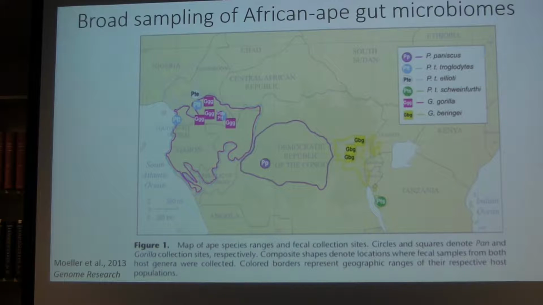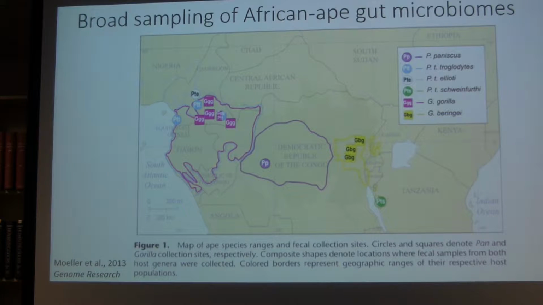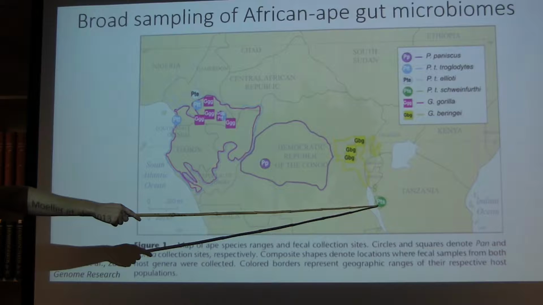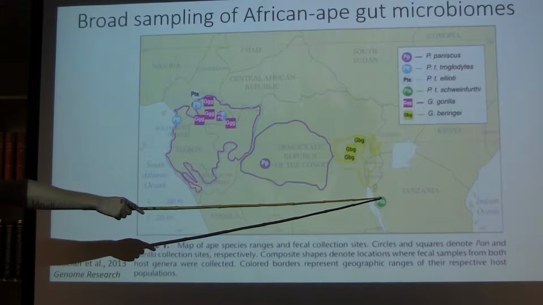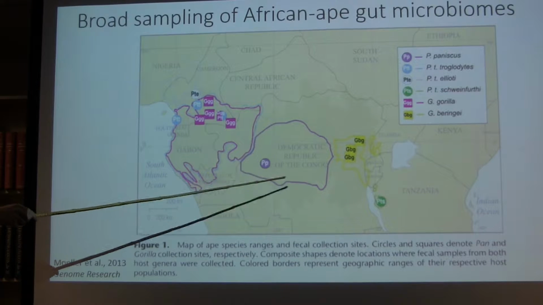And so to accomplish this, we sampled a broad range of African ape populations throughout equatorial Africa. We're focusing on the African apes, so we don't have orangutans here, unfortunately. So we have gorillas sampled in Cameroon, for instance. We're going to focus on a chimpanzee population from Tanzania, and then a bonobo population in the Democratic Republic of the Congo.